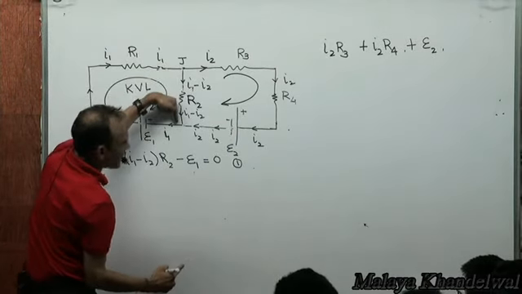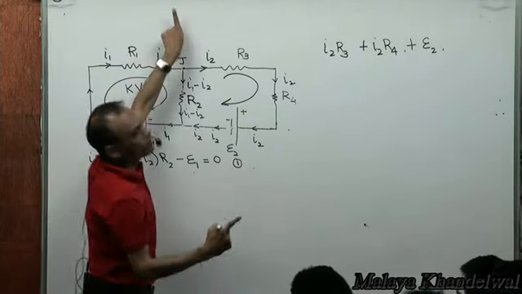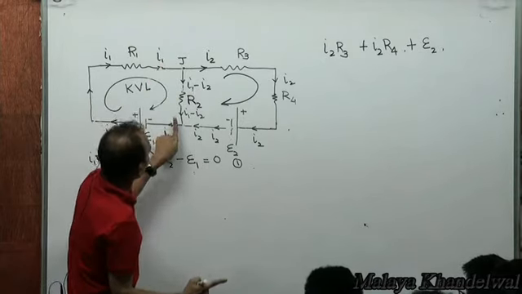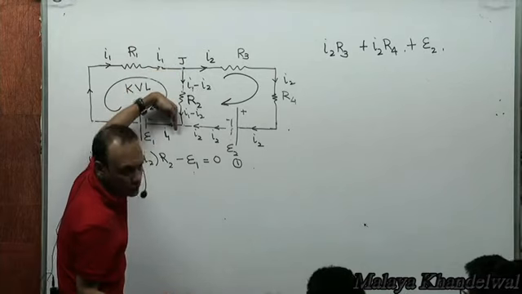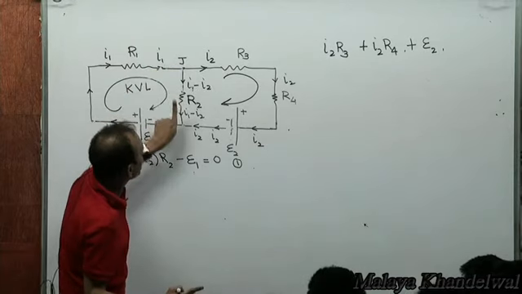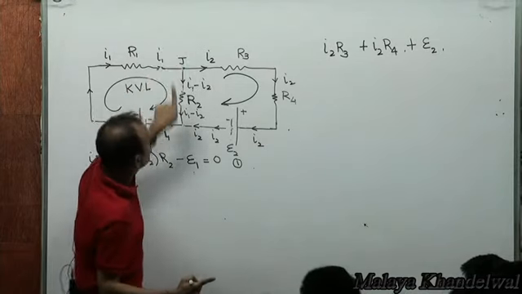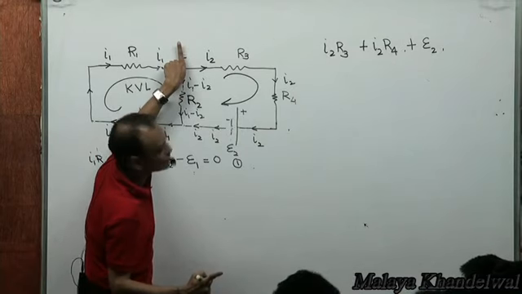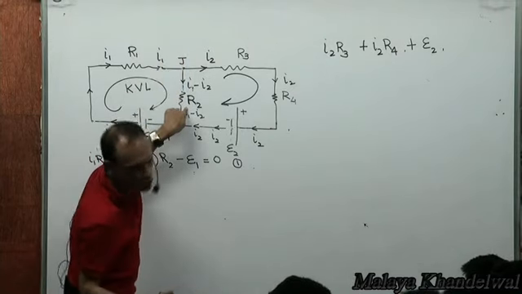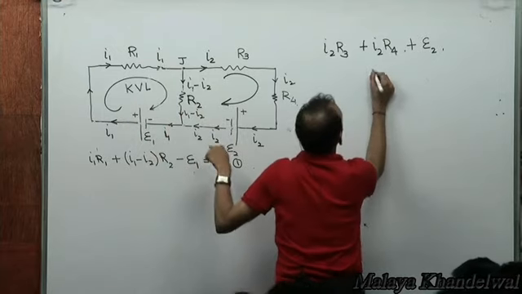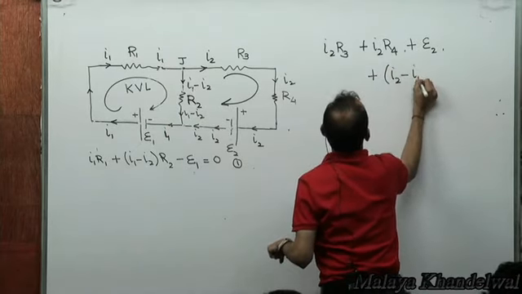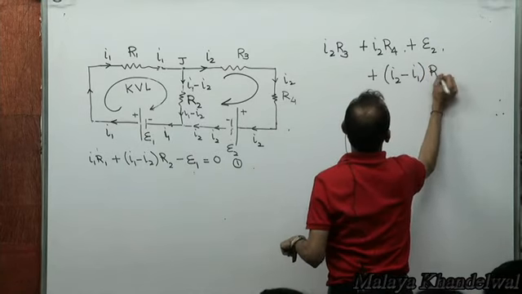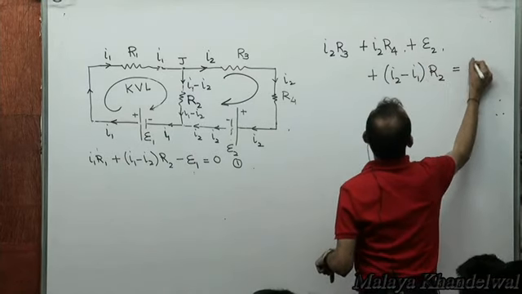Now I1 minus I2 like this is like I2 minus I1 like this. So the drop here is going to be I2 minus I1 into R2. I1 minus I2 like this is the same as saying I2 minus I1 like this. So if I2 minus I1 was like this, then the drop would be I2 minus I1 into R2. That is 0.